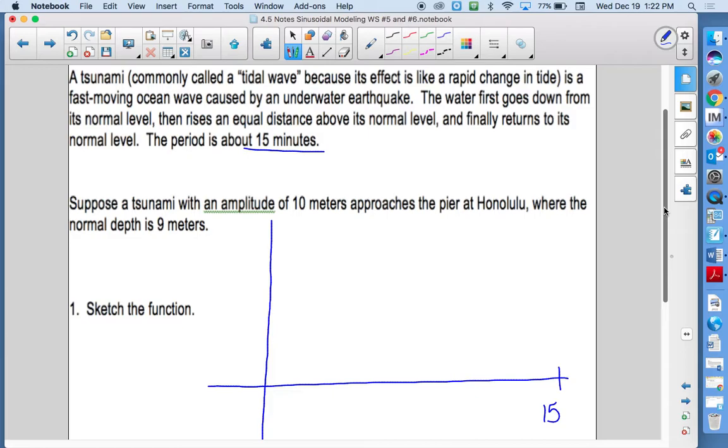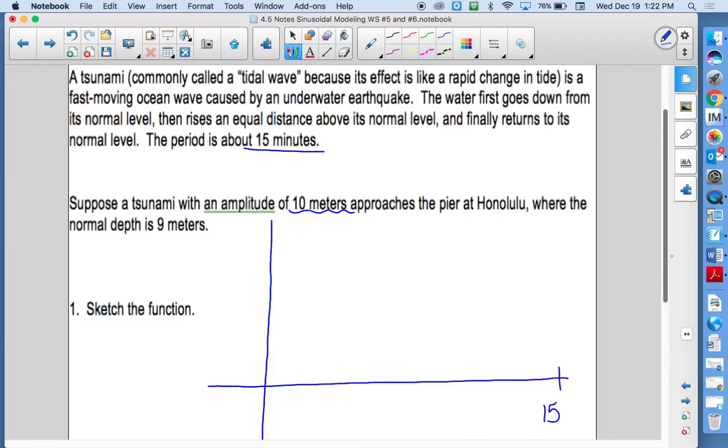So the next little piece says, suppose a tsunami with an amplitude of 10 meters approaches the pier at Honolulu. So you're standing on a pier in the middle of the ocean. Not really the middle, on the edge of the ocean.